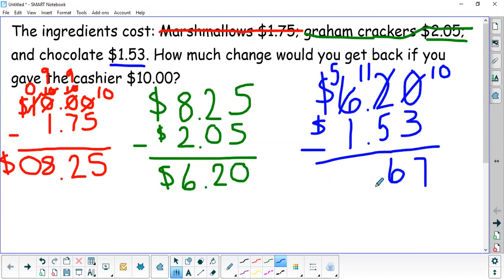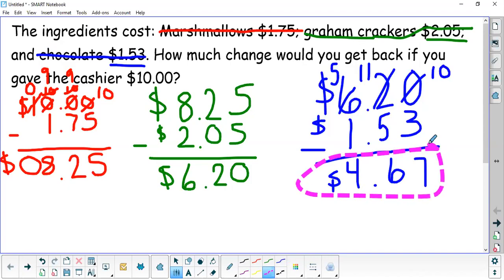Bring down your decimal place, because you want to make sure that you have your decimal in the right spot. 5 minus 1 is 4. Now, over here, the red was the marshmallows, green graham crackers, blue is chocolate. Do we have any more? We don't. So that means that our final answer is $4.67. So that is one way we can do it.